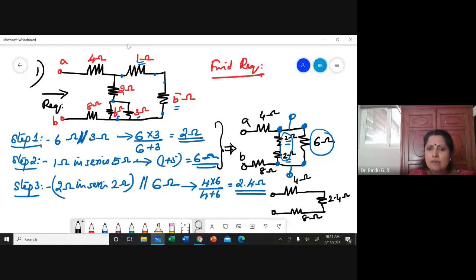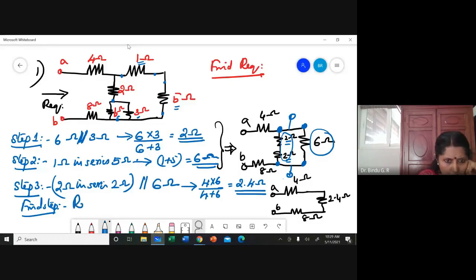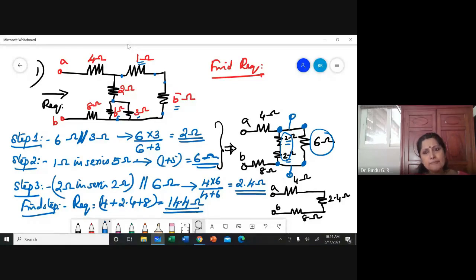Now this has become very easy. You just have to go to the final step. Final step. R equivalent will be 4 plus 2.4 plus 8, or you'll get this as 12 plus what? 14.4 ohm. Hope this is clear.